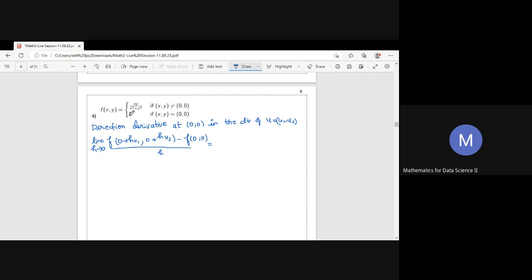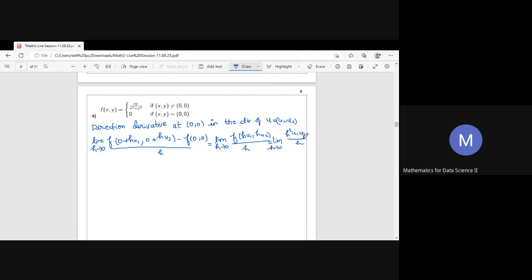F of 0, 0 is 0. So this term becomes 0. And what about the first term? You see when the x and y coordinates are non-zero, you have to use the first formula. So this becomes the limit as h goes to 0. Instead of xy, you have to write x squared u1 u2. Or if you want to write it step by step, I can add one more step: f of hu1, hu2 by h, which is the limit as h goes to 0 of h squared u1 u2 by h.